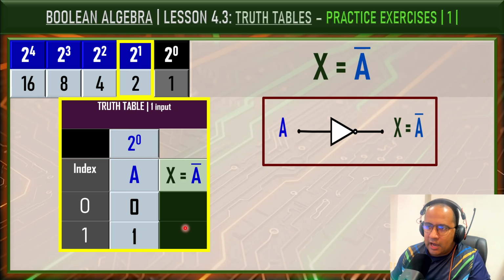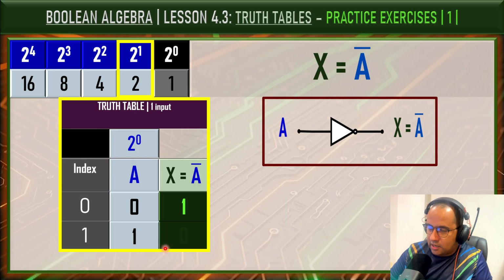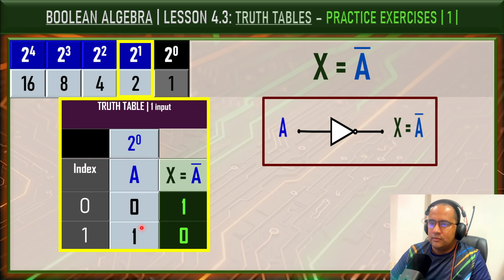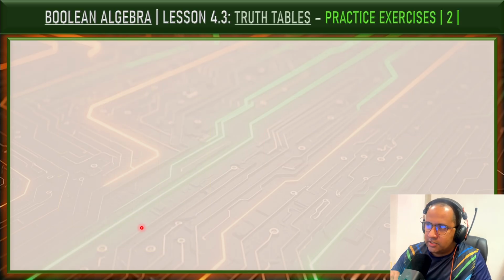So to complete the output column, we simply analyze the value of A in each row and write its opposite logic value. For the first row, A is equal to 0. Therefore, the output becomes 1. For the second row, A is equal to 1. Therefore, the output becomes 0. As we can see, the output column represents the inverted version of the input column. Let's move on to our second exercise.